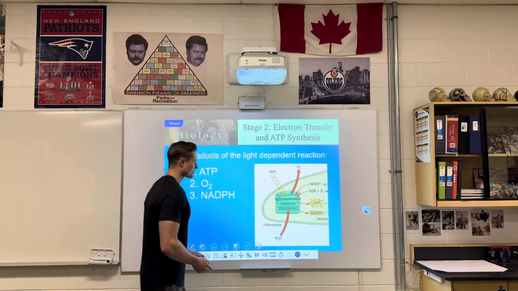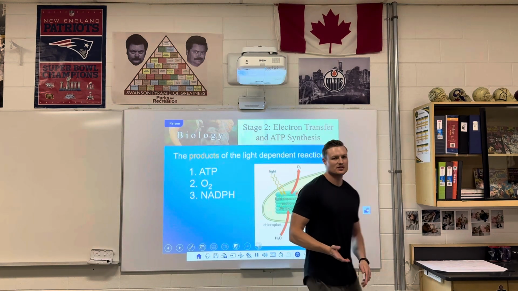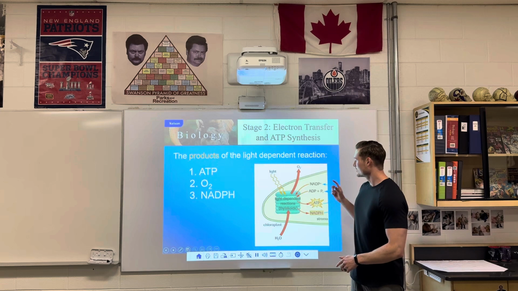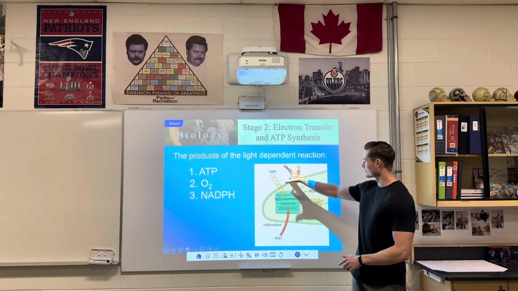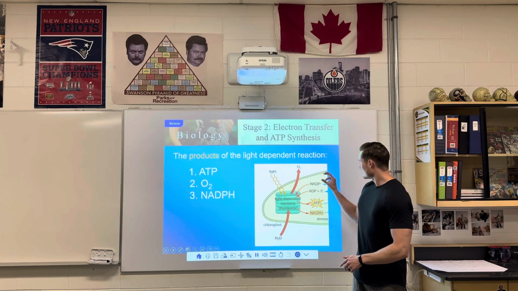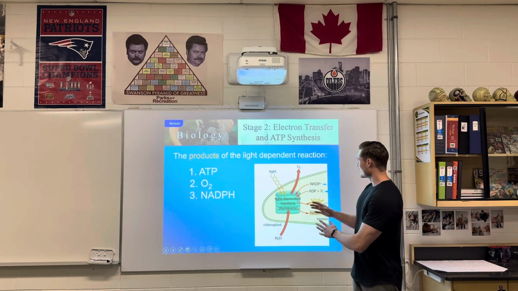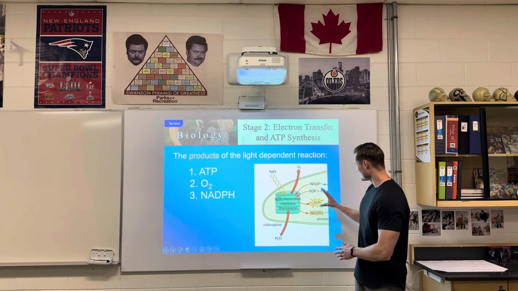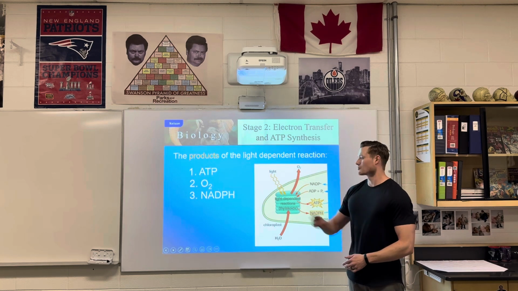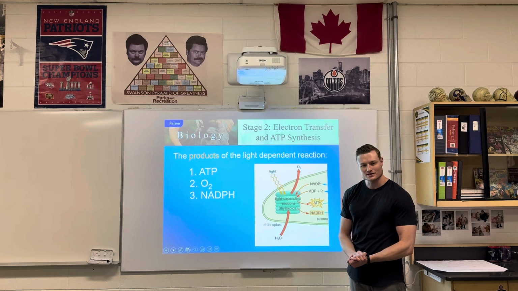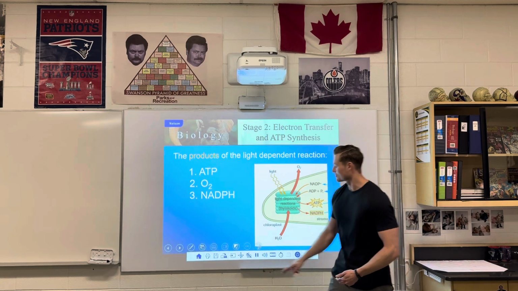So a little recap from our last discussion on photosynthesis. We learned that in the light-dependent reaction, we take light, water, NADP+, ADP and phosphate, along with some hydrogen and electrons, and we create oxygen, ATP, and NADPH. So those three are the products of the light-dependent reaction.